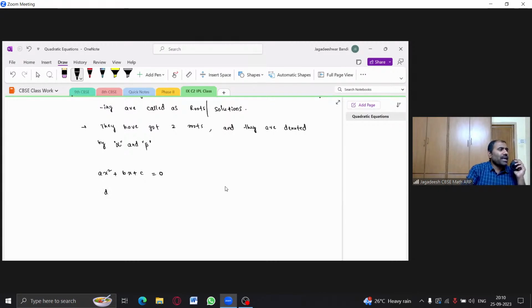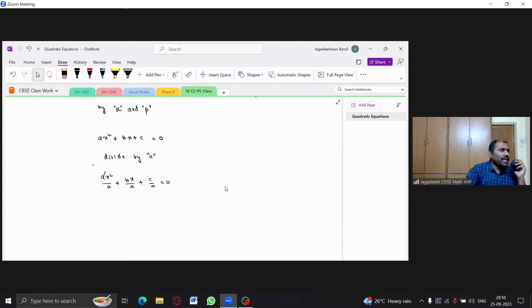So first, divide the entire equation by a. Then ax square by a plus bx by a plus c by a equal to 0. We are just dividing the entire equation by a. Where a and a get cancelled, we get x square plus b by a times x plus c by a equal to 0. We need to convert this into either a plus b whole square or a minus b whole square. Then only we'll get the x value.